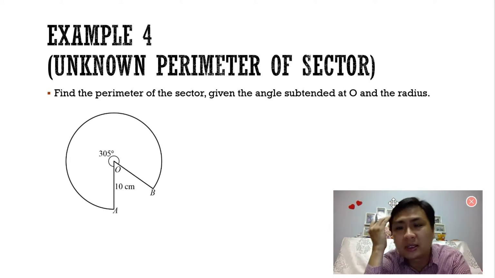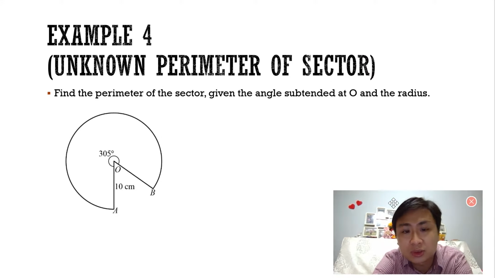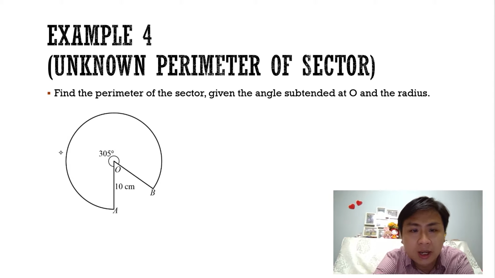Okay, so to find an unknown parameter, first of all, you need to know how many lengths we are interested in. Take a look at the example over here. How many lengths are we interested in? 1, the arc length, 2, the radius, and 3, the radius OB.